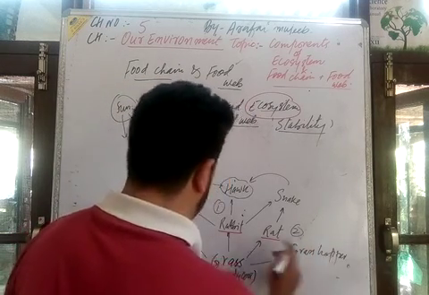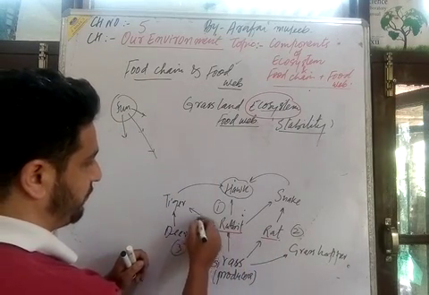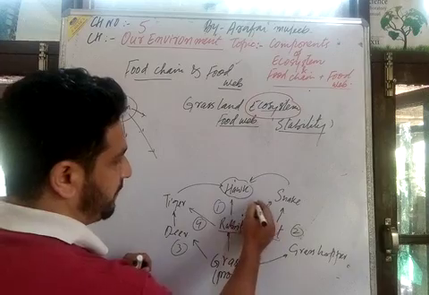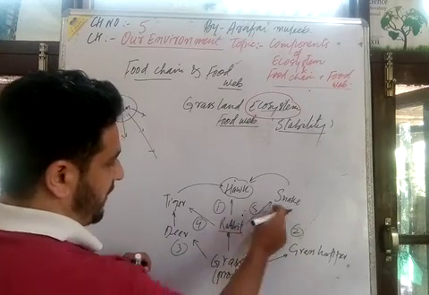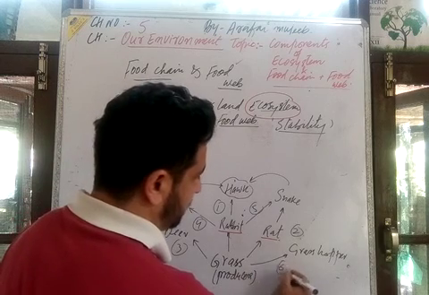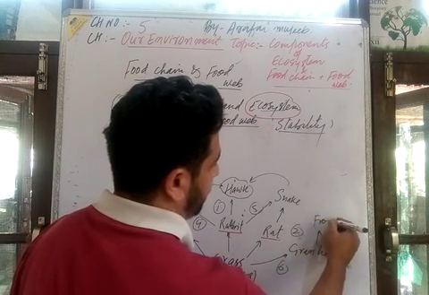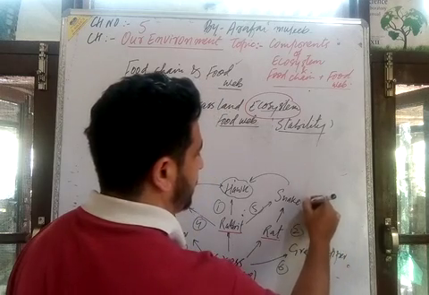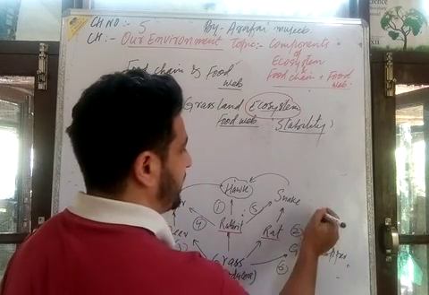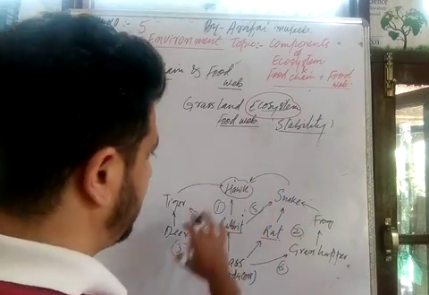This is the first, second, third, fourth, fifth, and sixth food chain in this way, with the grasshopper. Then this grasshopper is fed on by the frog. This frog is fed on by the snake, and then the snake is eaten by the hawk. Then here is a food web.